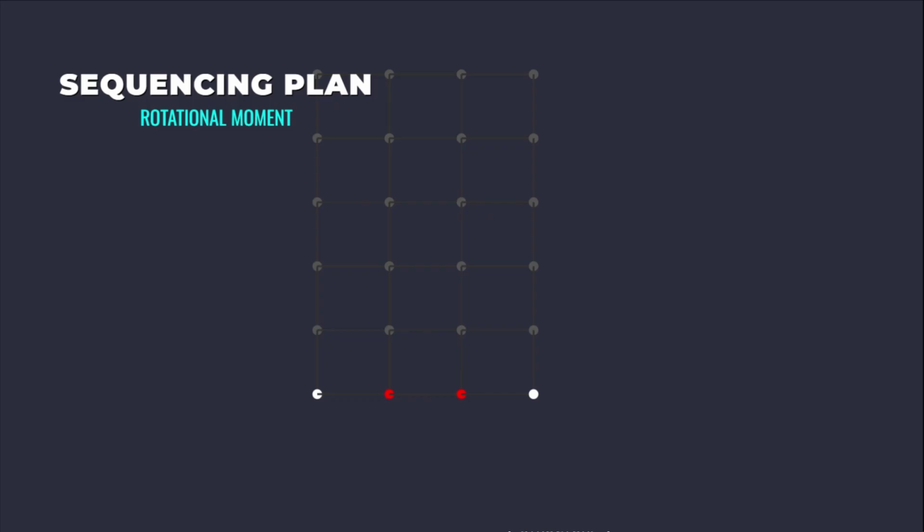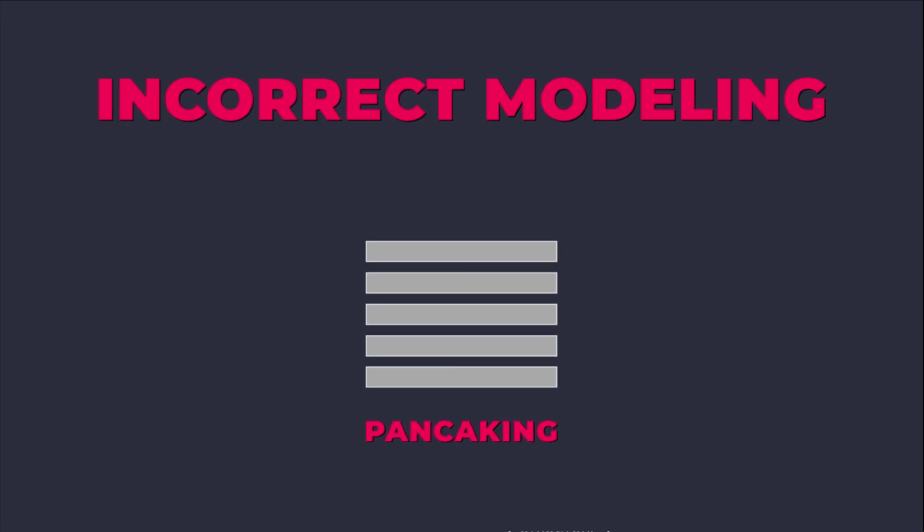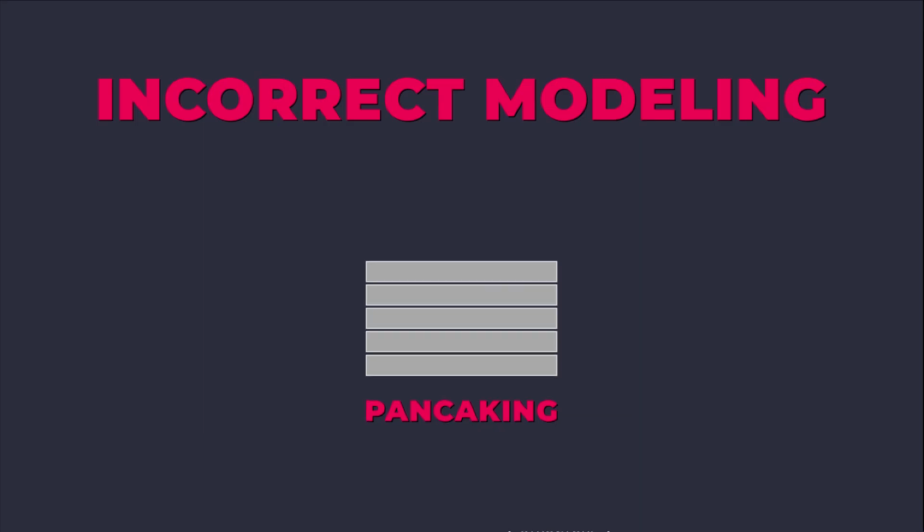This analysis dictates the sequencing plan, establishing which columns must fail first to create the necessary rotational moment. Incorrect modeling leads to pancaking, or worse, uncontrolled directional fall, negating the entire purpose of controlled demolition.